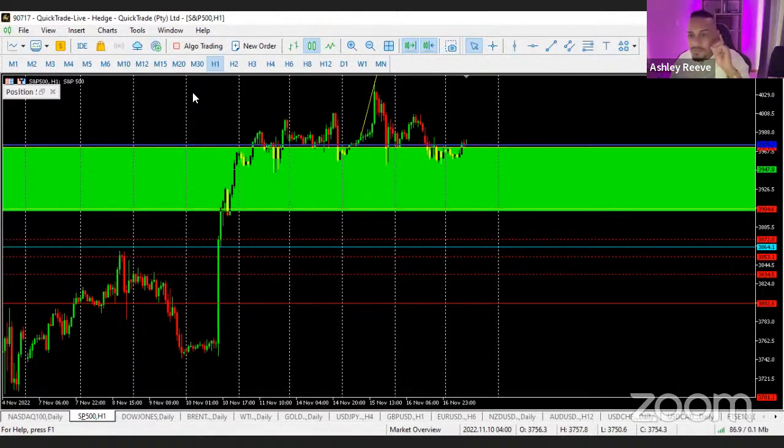NASDAQ is very aggressive. Very aggressive. US 30, Dow Jones, very aggressive. The S&P is not as aggressive as these two here. Is everybody with me here? Yes, it moves. Yes, absolutely, with fundamentals. But the movement, there are differences because of the size of the index. The index is very big. How do you know it's a volatile index? Look at the size of the index.